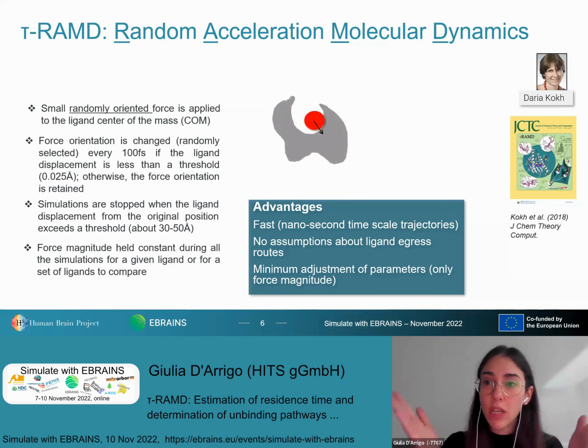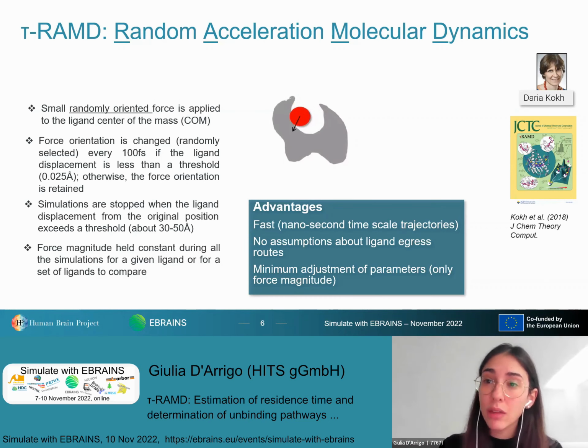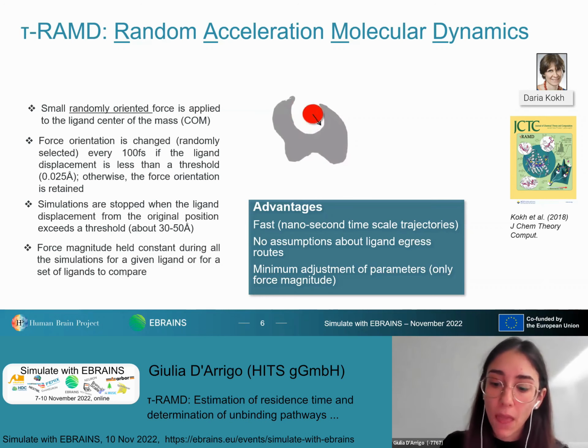Then the second advantage is that we don't make any assumption about the ligand egress route because, as I said, the orientation of the force is random. Therefore, we do not bias the direction of the egress. And then only minimum adjustments of parameters are required by the user. So we only advise users to customize the force magnitude according, of course, to their case study.